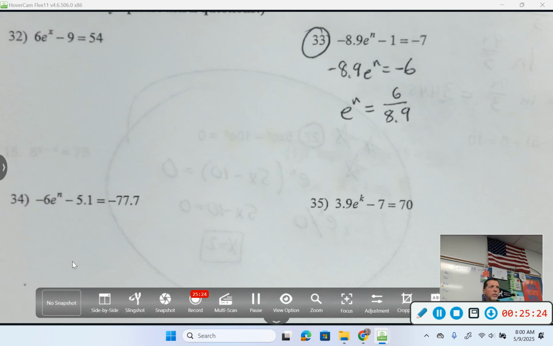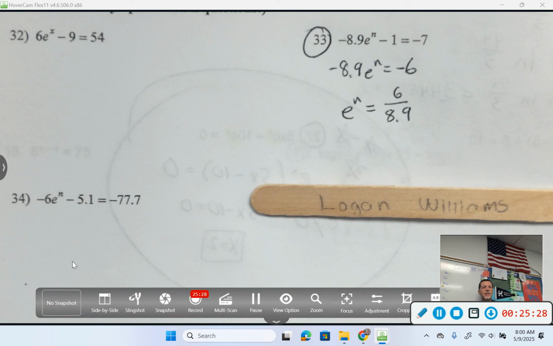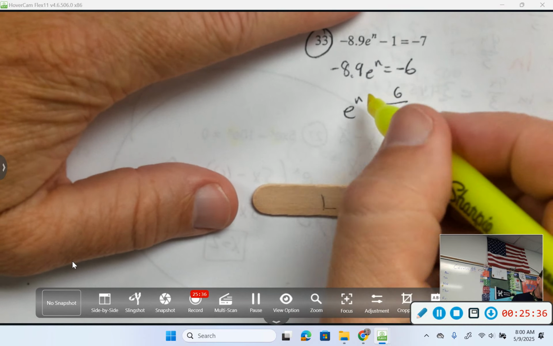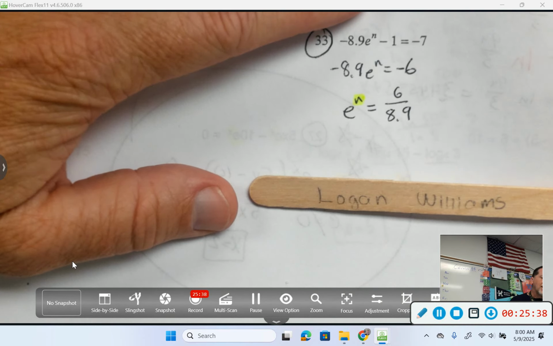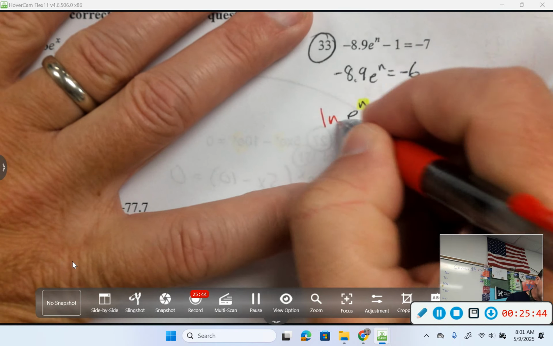Let's just keep going with popsicle sticks here. Logan, what do you want to do next? I don't know. Okay. What's the problem with this problem, I guess? Where is that variable? The exponent. Yeah. The log. Perfect. Take the log of both sides so that it becomes a coefficient. That is exactly right.